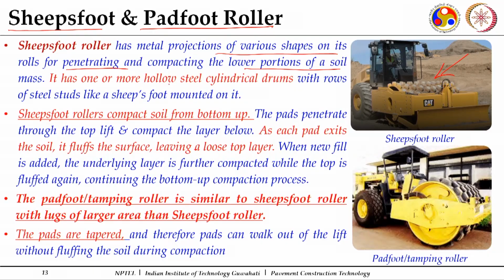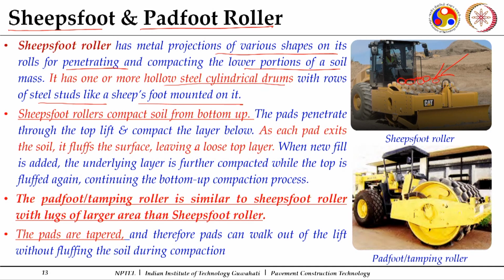It has one or more hollow steel cylindrical drums. Typically, there is one hollow steel cylindrical drum with rows of steel studs, like a sheep's foot, mounted on it. These are the steel studs, and you can see them on this particular sheep's foot roller. Now, it compacts the soil from the bottom.